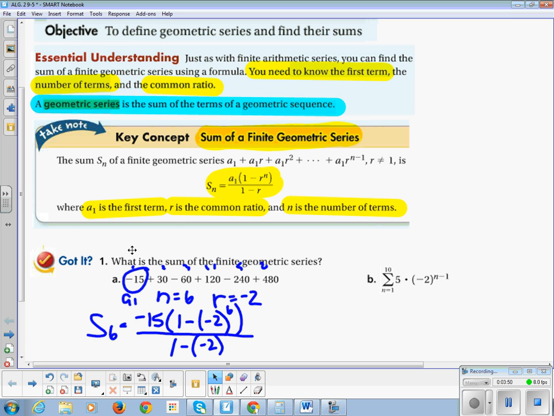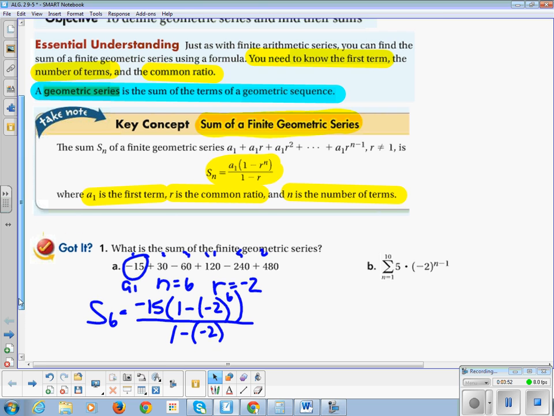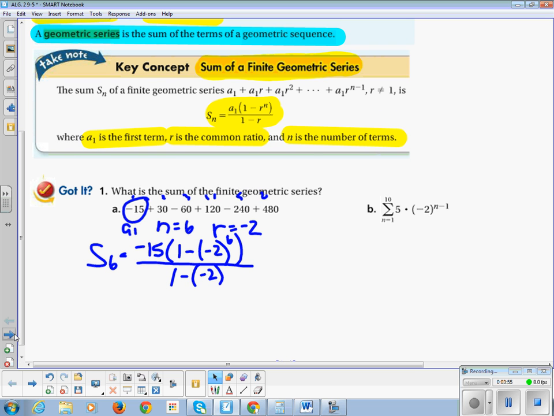So that's a lot of integers and number dealings going on. So I'm going to simplify it down a little bit. -2 to the 6th power is 64. I know I have that memorized, so that's scary. It should be scary. So then this is 1 minus 64, divided by 1 minus -2, which is the same as 1 plus 2, so that's 3.